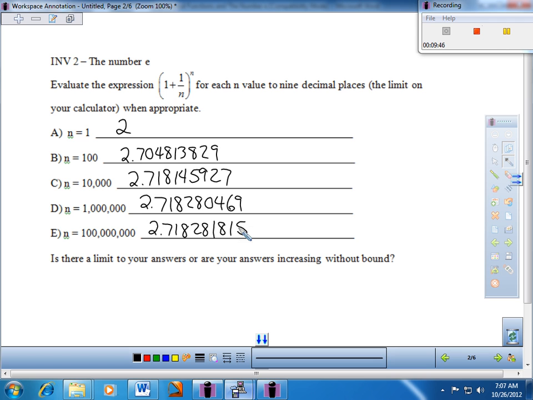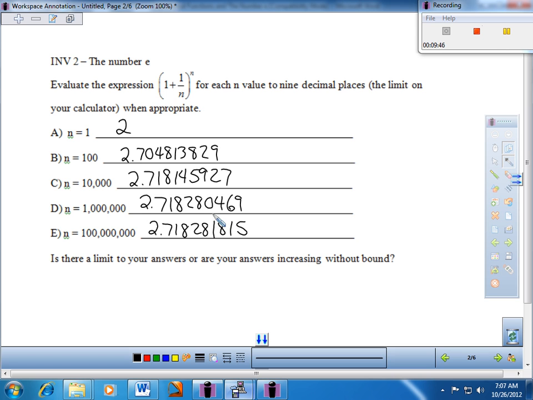2.718281815. And so think about that for a second. We went up by 99 million in terms of our inputs. So an increase of 99 million. And if you look at our output here, you have to go back, let's see, 1, 2, 3, 4, 5. You have to go back 6 decimal places just to see the change. I mean, that's incredible. So you can start to really get a sense of what's going on here.